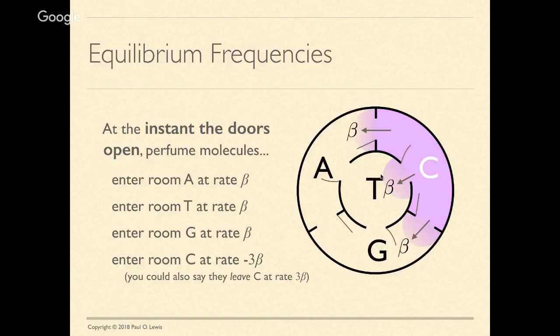Now if we open all the doors simultaneously, the rate at which perfume molecules are entering rooms A, T, and G from C is in each case beta, and the rate at which perfume molecules are leaving room C is 3 times beta, because there are three doors that are open and perfume molecules are leaving from all 3 of them at a rate beta. So we can say that the molecules are leaving room C at a rate 3 beta, or they're entering room C at a rate minus 3 beta. So if you want to put all these in the same terms, we can say the rate at which the perfume molecules are entering each of these rooms, this one has to be the negative of the sum of all of those.